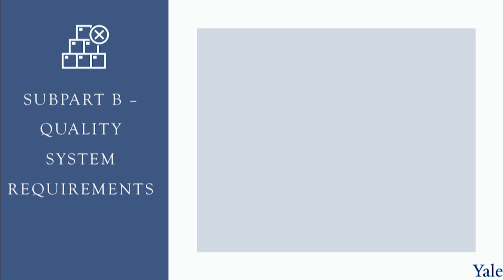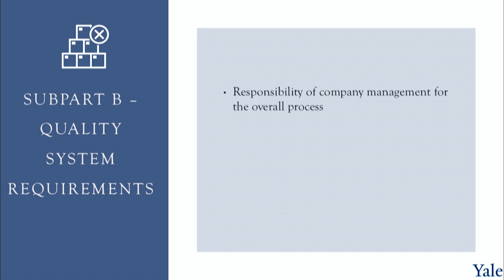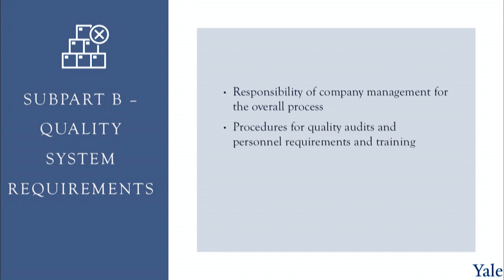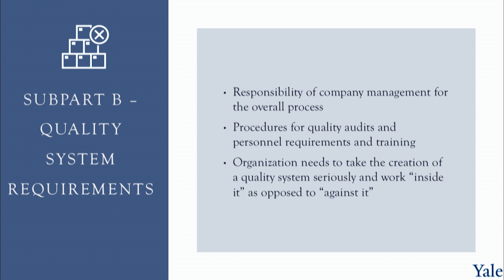So in subpart B, we have a little bit of a discussion of the requirements for a quality system, and we'll explore this topic more in week 4 when we talk about quality systems in particular. But there are statements about the responsibility of company management for the overall process. There are procedures for quality audits, personnel requirements, and training. You can't just have a person go in and code software if they don't have the right training. It's not their fault if something goes wrong. It's the fault of the management, and so appropriate training is recommended. And the organization, and this is the key to the whole thing, needs to take the creation of a quality system seriously and work inside it as opposed to against it.